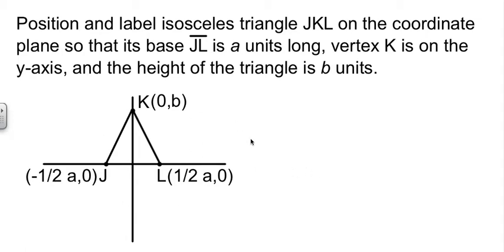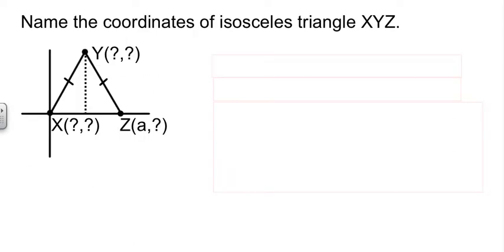This is the idea of what we're going to be working with, is putting these things in so that we have convenient things to work with. You'll notice here I used as many zeros as I could get away with, so that as I go along, I don't have to work as hard. Okay. Here's another problem. They want us to name the coordinates of this isosceles triangle XYZ.